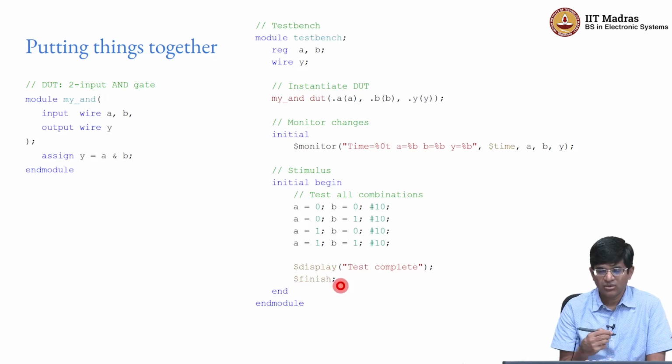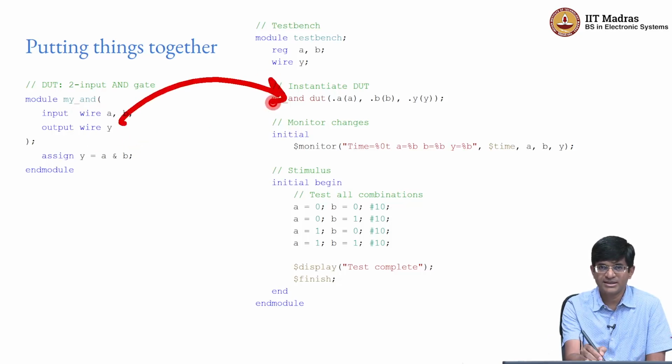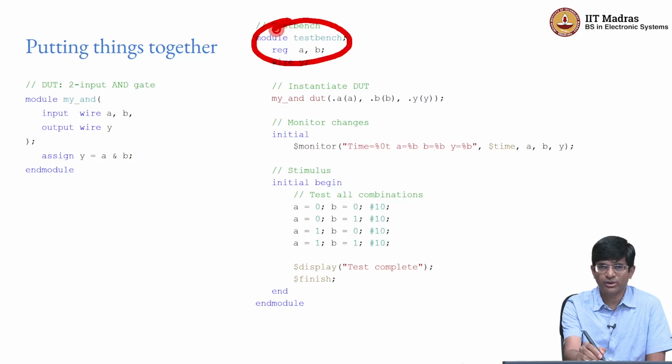What do you think a simulator is going to do with this? Well, by looking at these two pieces of code, it knows that this ends up inside this. Therefore, this is the top level module.